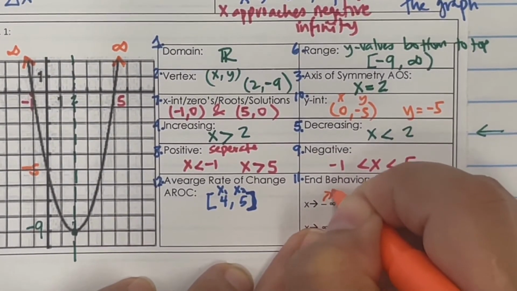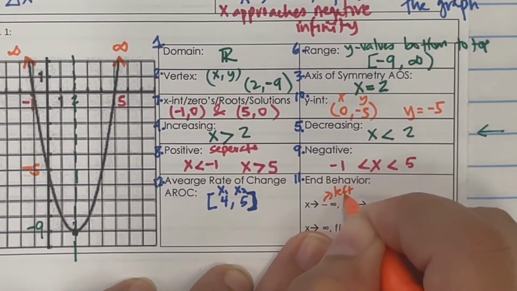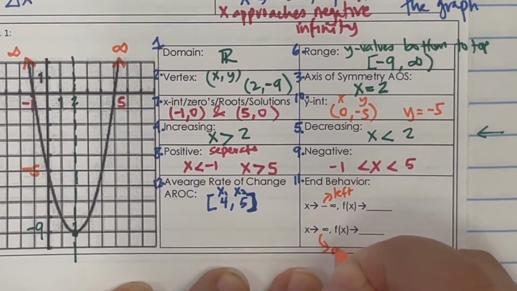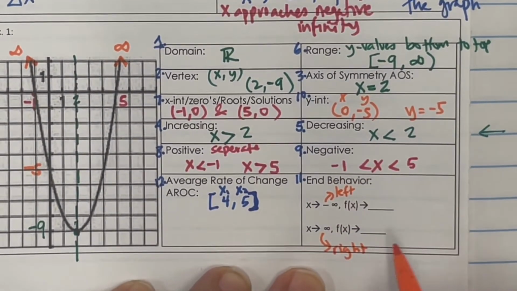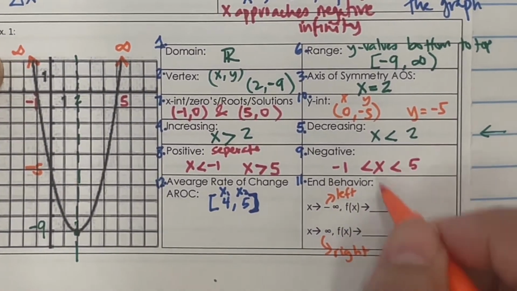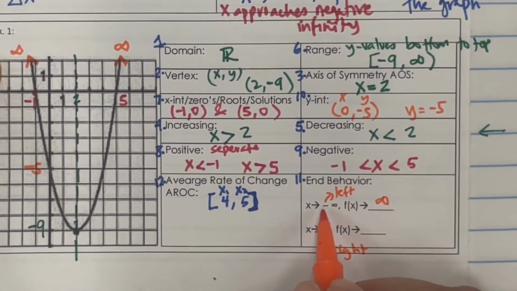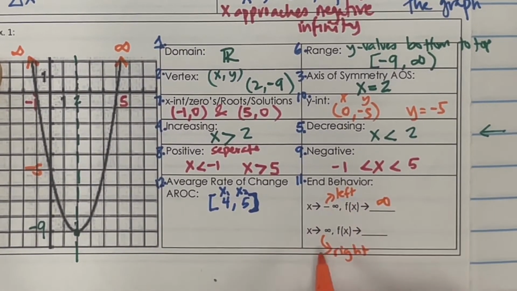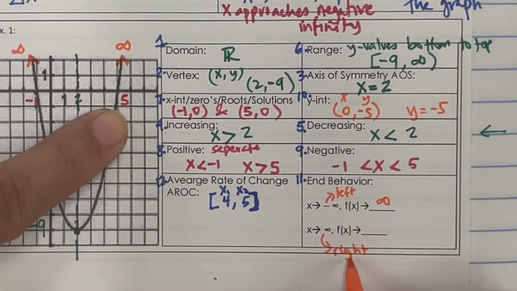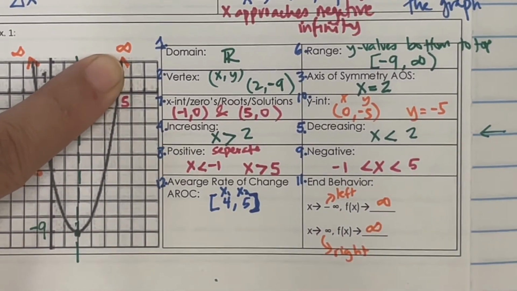So the negative means left. As x on the left-hand side, what's happening? And this means on the right, positive. So if I look on the left, what's the answer there? Infinity. So as x is going to the left, it's infinity. As x is going to the right, it's also infinity. Pause the video and complete end behavior in example 2.